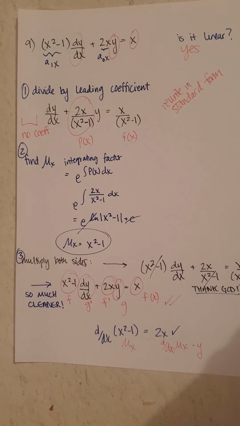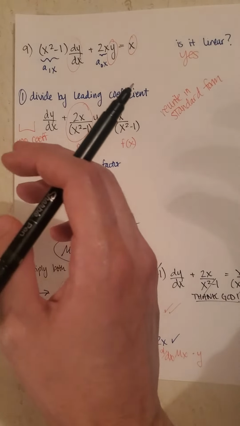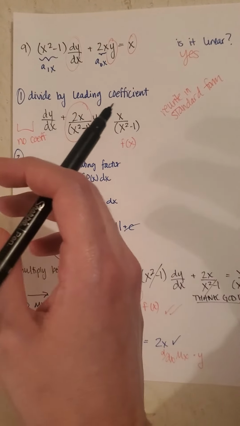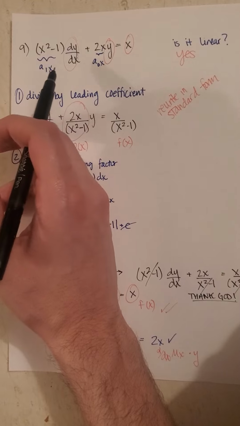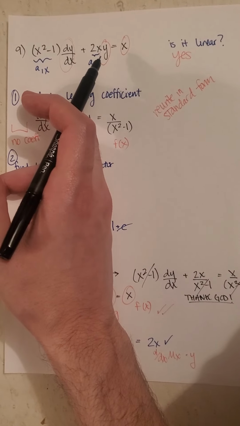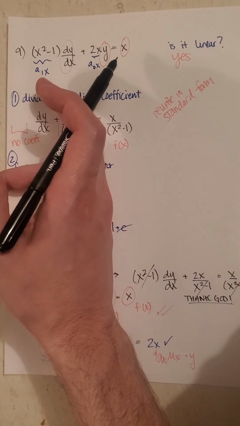So the first step was I checked to make sure that it's linear. In order for it to be linear, all of these things need to be present: a1 of x, a naught of x, so these coefficients, a derivative, and another y, excuse me, and all of that needs to be equal to a function of x.